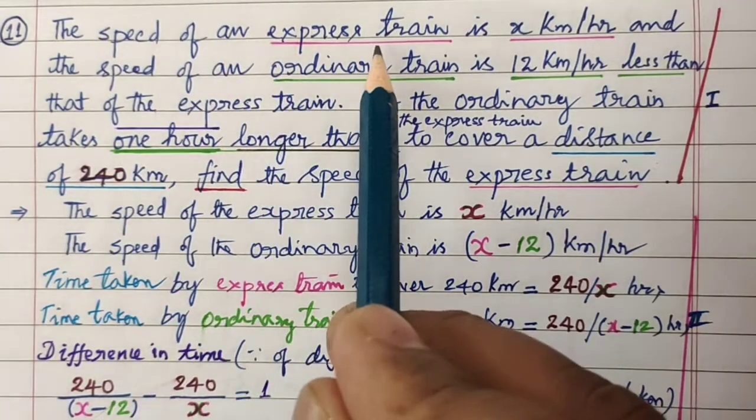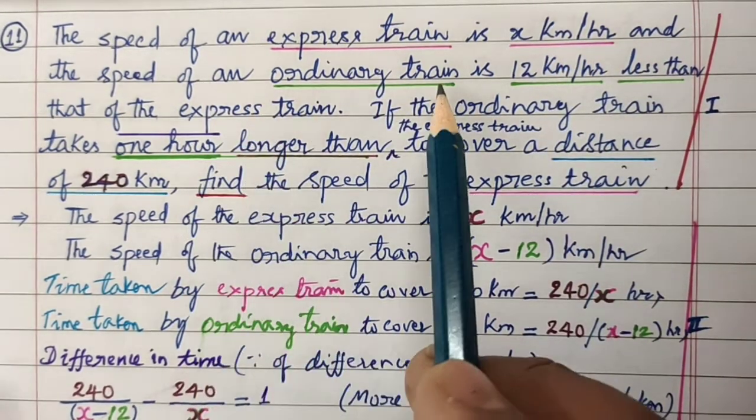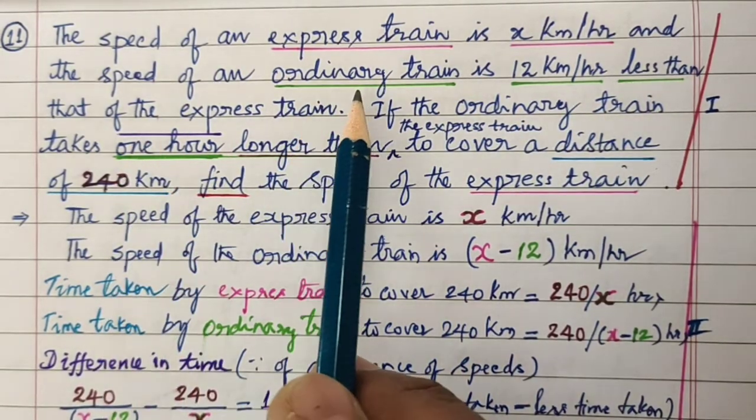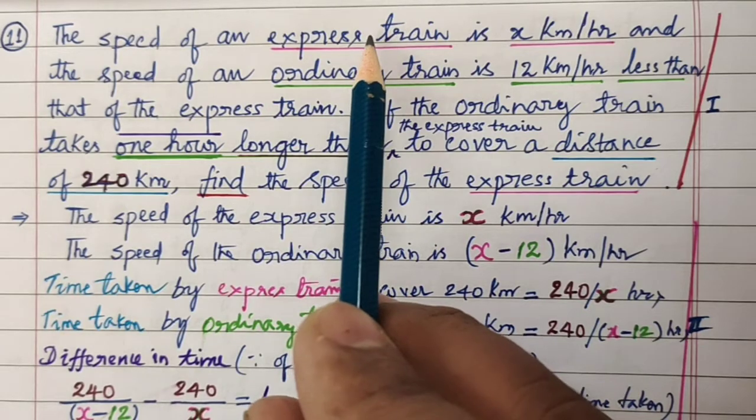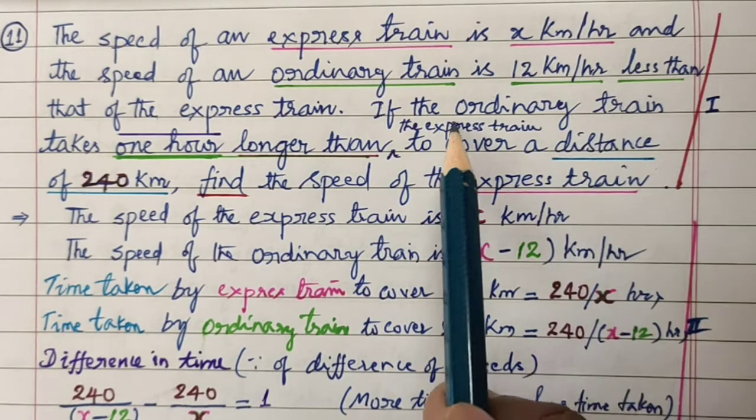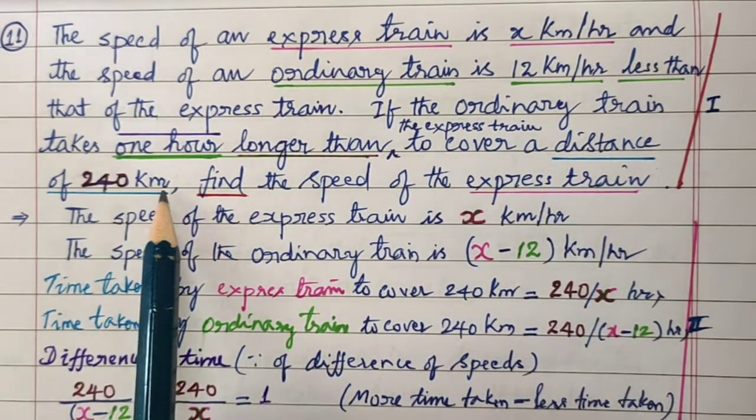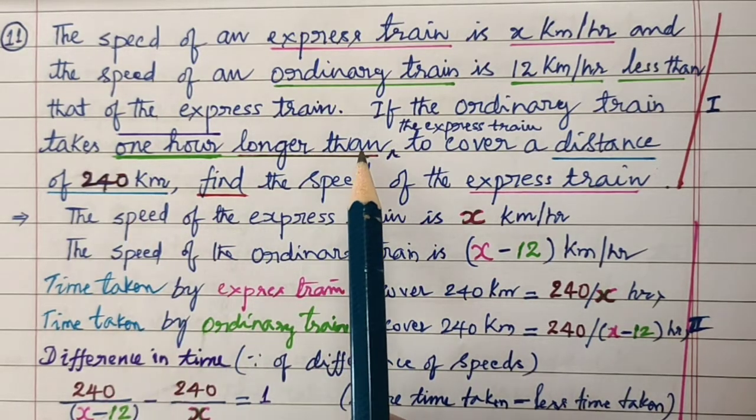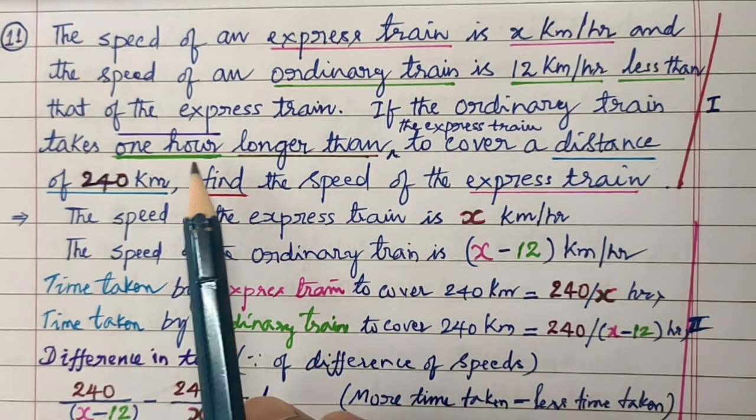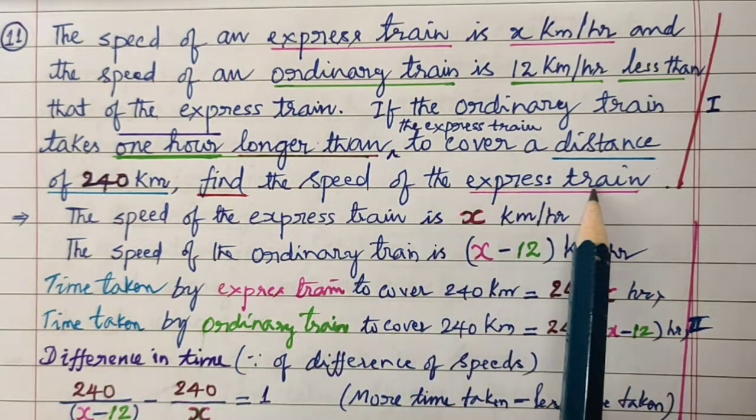The speed of the express train is x km per hour. They have given the x kilometer. And the speed of an ordinary train is 12 km per hour less than that of the express train. The speed of the ordinary train is less than that of the express train. How much less? 12 km per hour less than the express train. If the ordinary train takes 1 hour longer than the express train to cover a distance of 240 kilometers, so the express train goes faster. Find the speed of the express train.